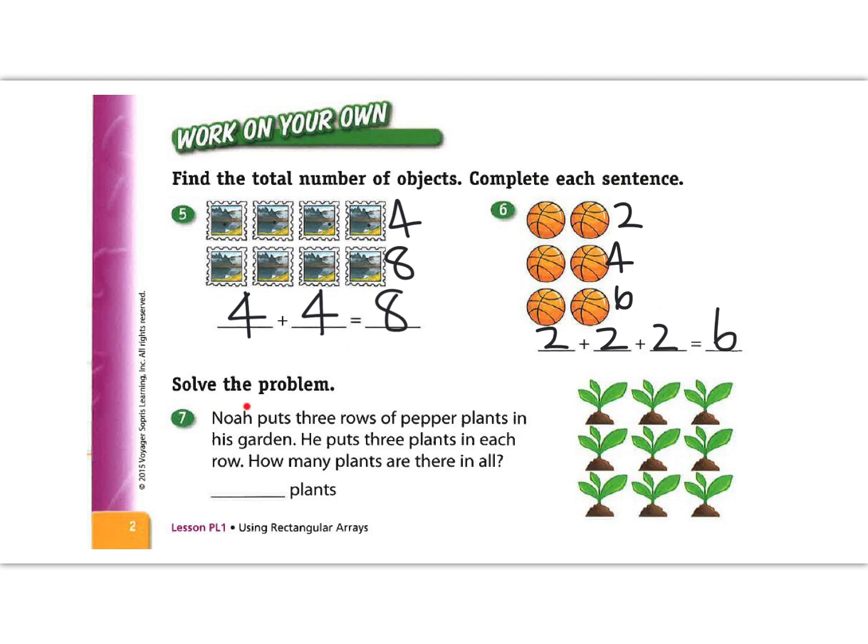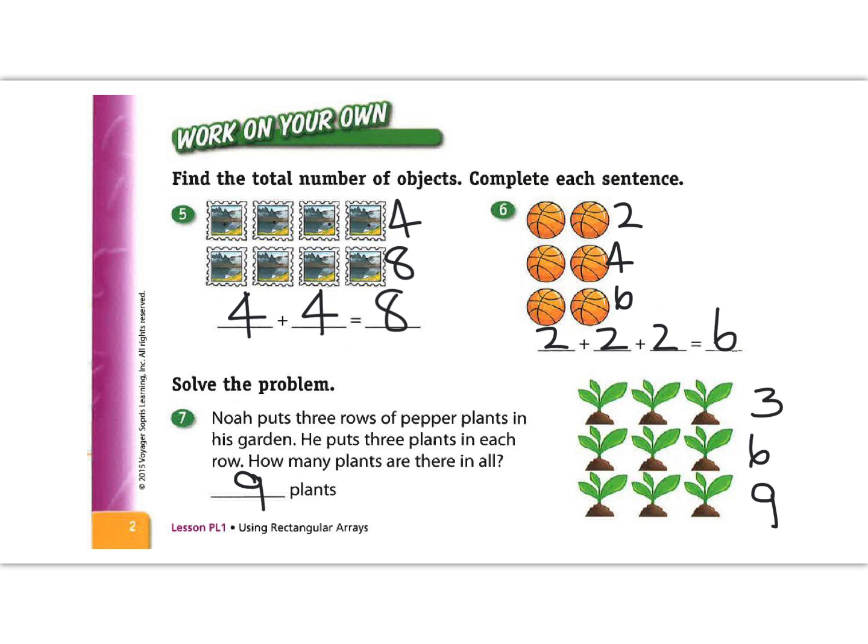This says solve the problem. Noah puts 3 rows of pepper plants in his garden. He puts 3 plants in each row. How many plants are there in all? So we look here, we can see 1, 2, 3, and then there's 3 rows, so we just need to skip count by 3s again. So 3, 6, 9. There are 9 plants total.